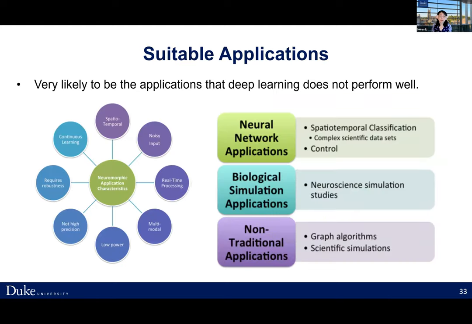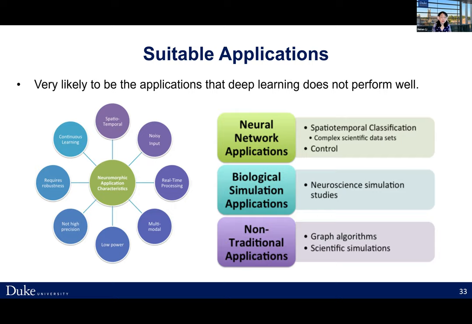There have been a lot of discussions on which applications will benefit more from neuromorphic computing systems. Very likely, those applications that deep learning cannot perform very well could be the opportunity for neuromorphic computing. Essentially, we do believe neuromorphic computing can do what deep learning can offer as well. Several examples here: for neural network applications that need to process not only spatial information but also temporal information, neuromorphic computing naturally has both capabilities, and therefore it's easier and more natural.